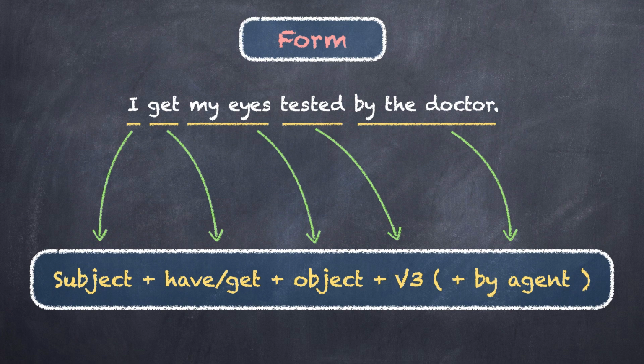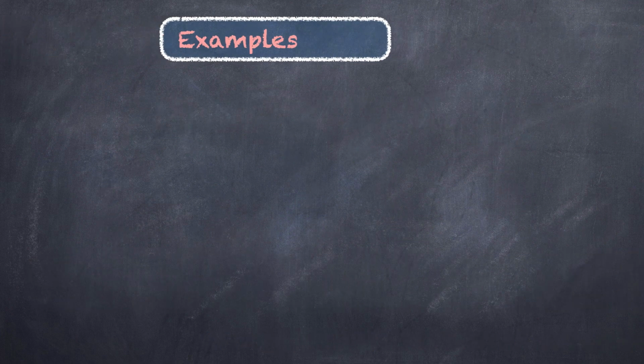So in order to form a sentence using have something done, you have to think about the subject, then have or get, then the object, then the verb 3, and finally by agent. And I just want to note that get is less formal. So if you are going to use this rule in a formal situation, you should use have, but get is less formal, for use with friends and colleagues. That's fine. Now let's move to some examples.